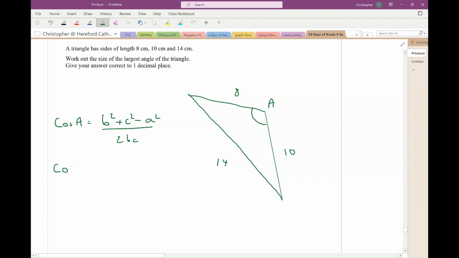So in this case, cos of that angle at A will be 8 squared plus 10 squared minus 14 squared over 2 times 8 times 10. Right, on my calculator, I get cos A is minus a fifth. So now I do shift cos equals, and I get the answer of 101.5 to 1 decimal place.